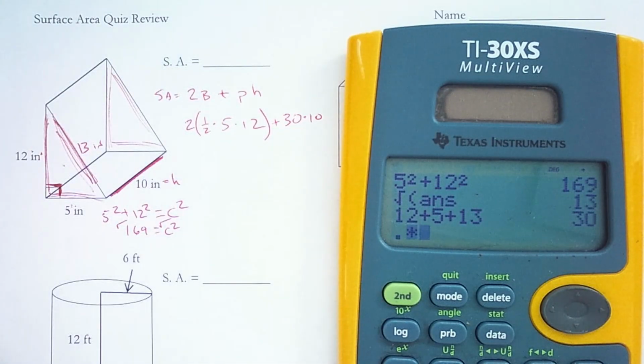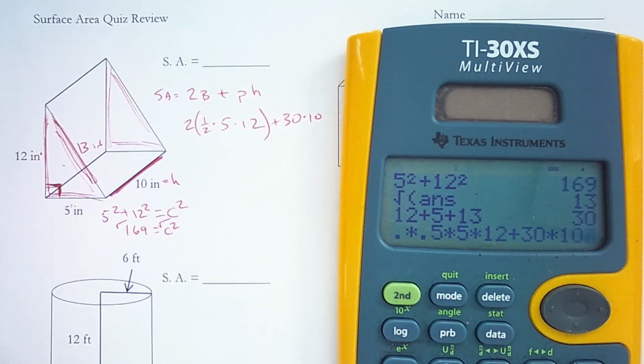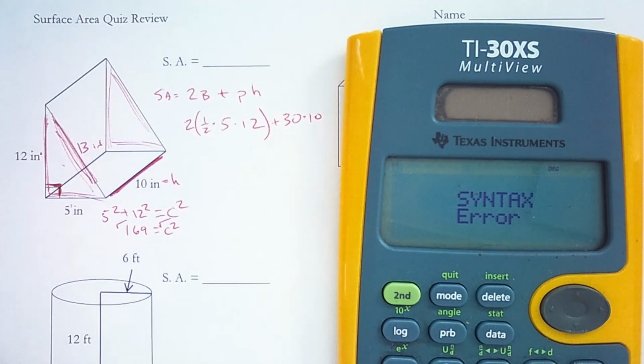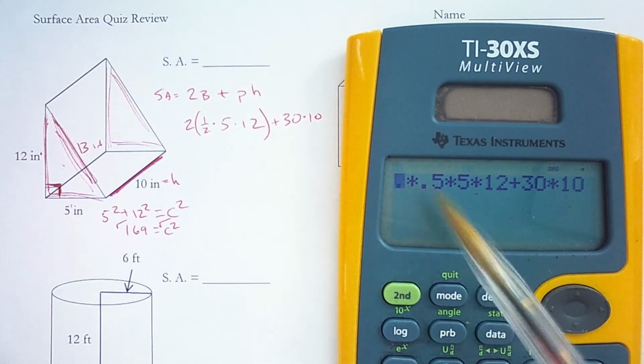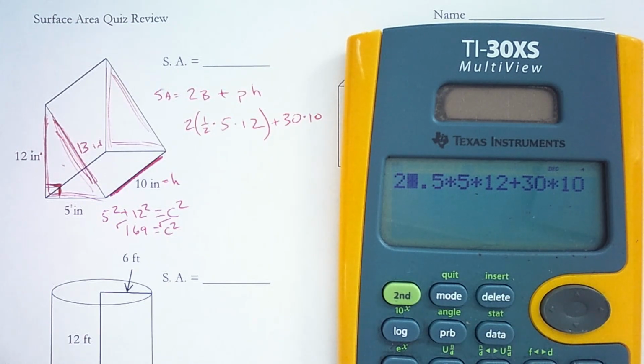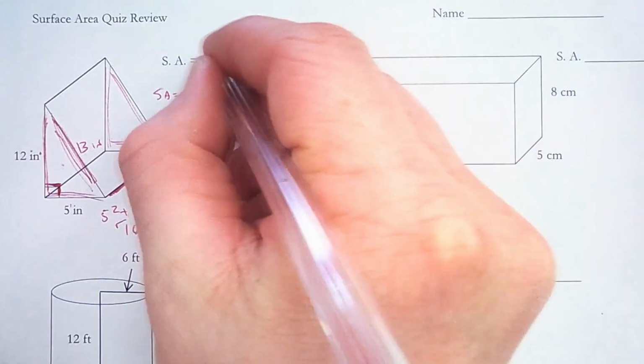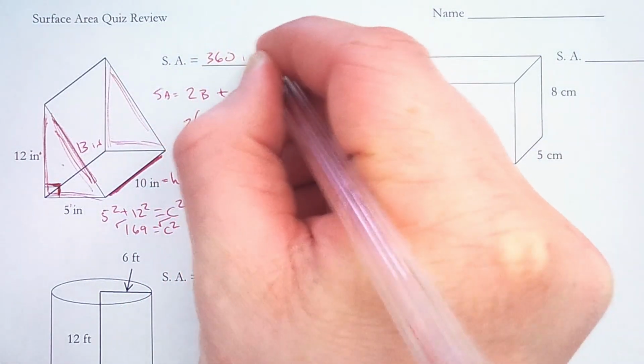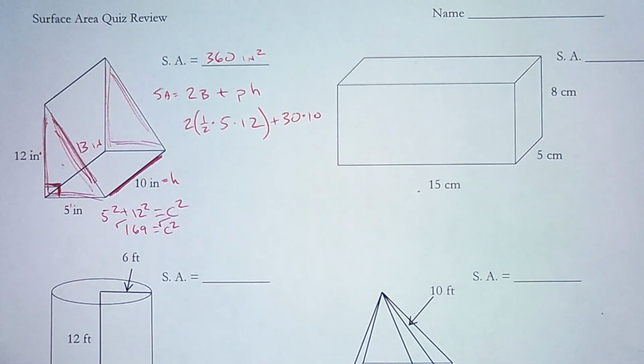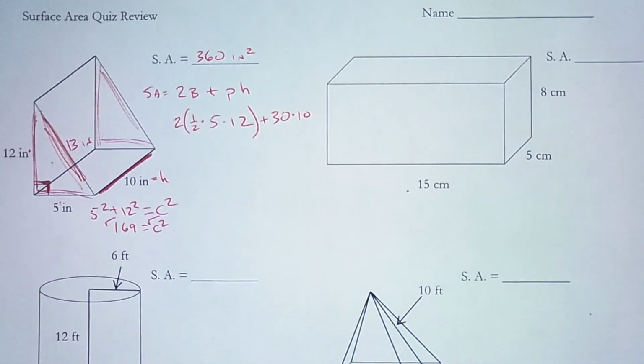So we have 2 times half times 5 times 12 for 2 times the area of the base, plus perimeter times height, that is 30 times 10. And I got an error because I hit the decimal on accident instead of a 2 there. So we'll try that again. We get 360 inches squared.